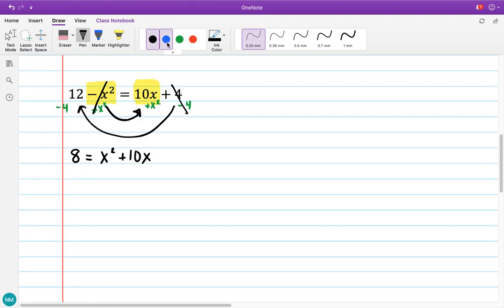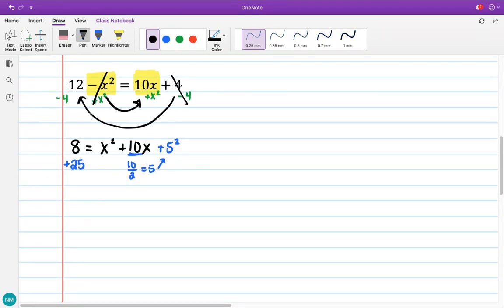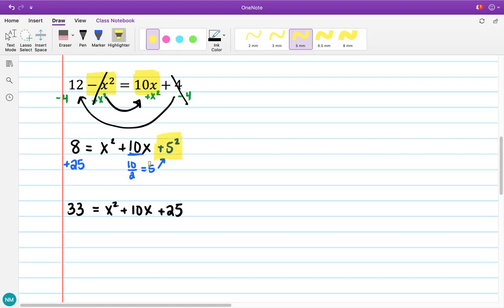Now we can complete the square. Now we take this, 10 over 2 is equal to 5, and then 5, this is plus 5 squared, right, which is 25. So I'm going to add 25 to both sides. And so I get 8 plus 25, which is 33, and that equals x squared plus 10x plus 25. And this is my perfect square trinomial. This part right here is completing the square.